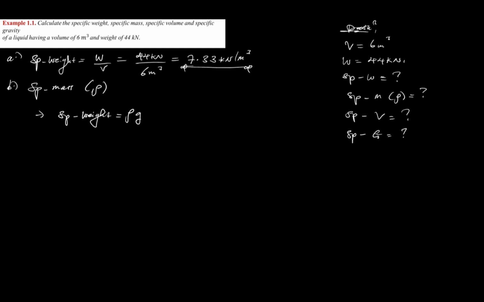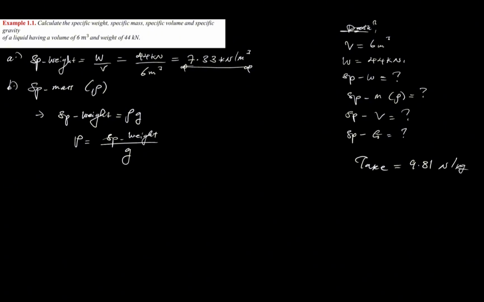Now, if we do our algebra right and make rho the subject of the formula, we'll have the specific mass equal to the specific weight divided by gravity. We need to take note that in this context, gravity is 9.81, that is if we're assuming that it's in newtons. So this is in newtons per kg.